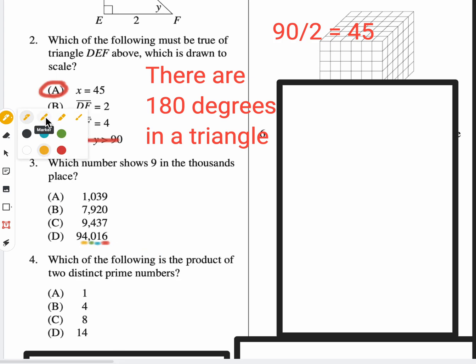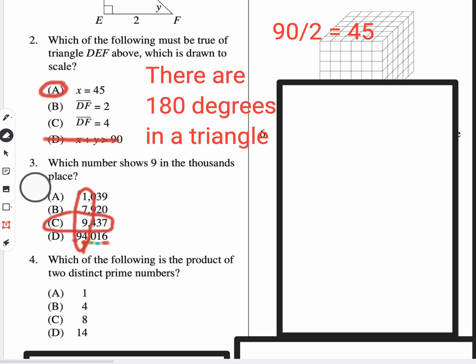Notice the 9 here would be in the 10,000s place. We're looking at the thousands place. Only one of our answer choices has 9 in our thousands place, and that will be answer choice C. The answer is C, 9,437.